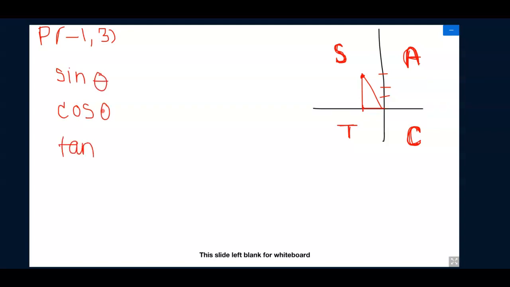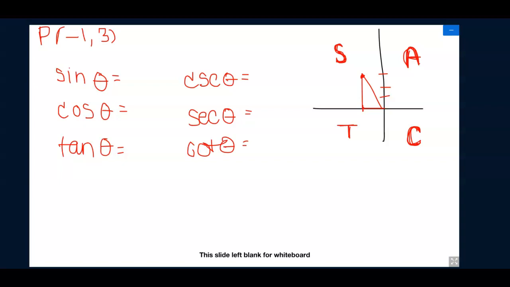So we're looking for the 6 trig values that go along with this. So we know that sine and cosecant are reciprocals of each other. Cosine and secant are reciprocals of each other. And tangent and cotangent are reciprocals of each other.